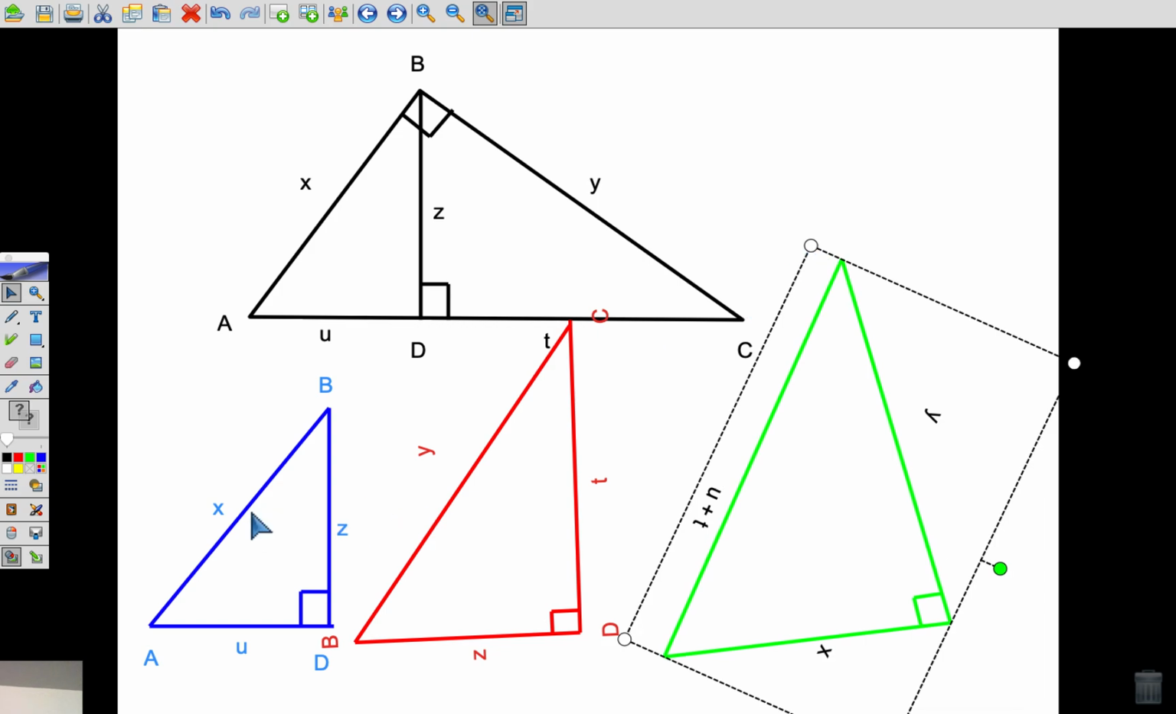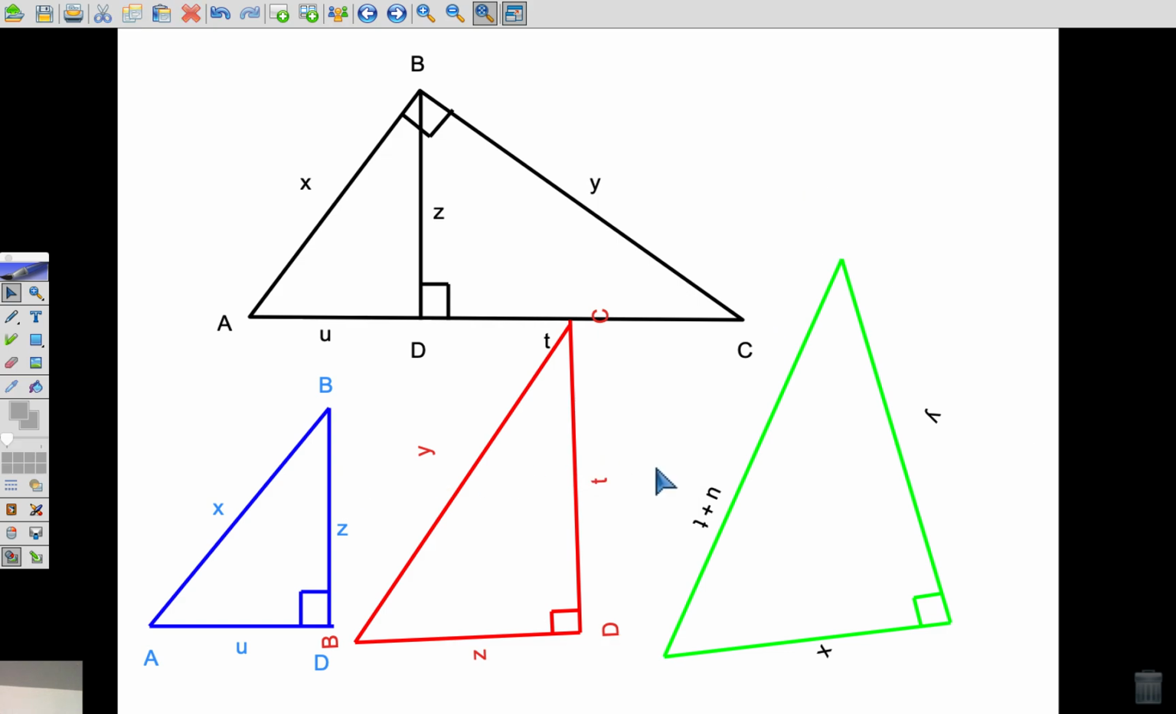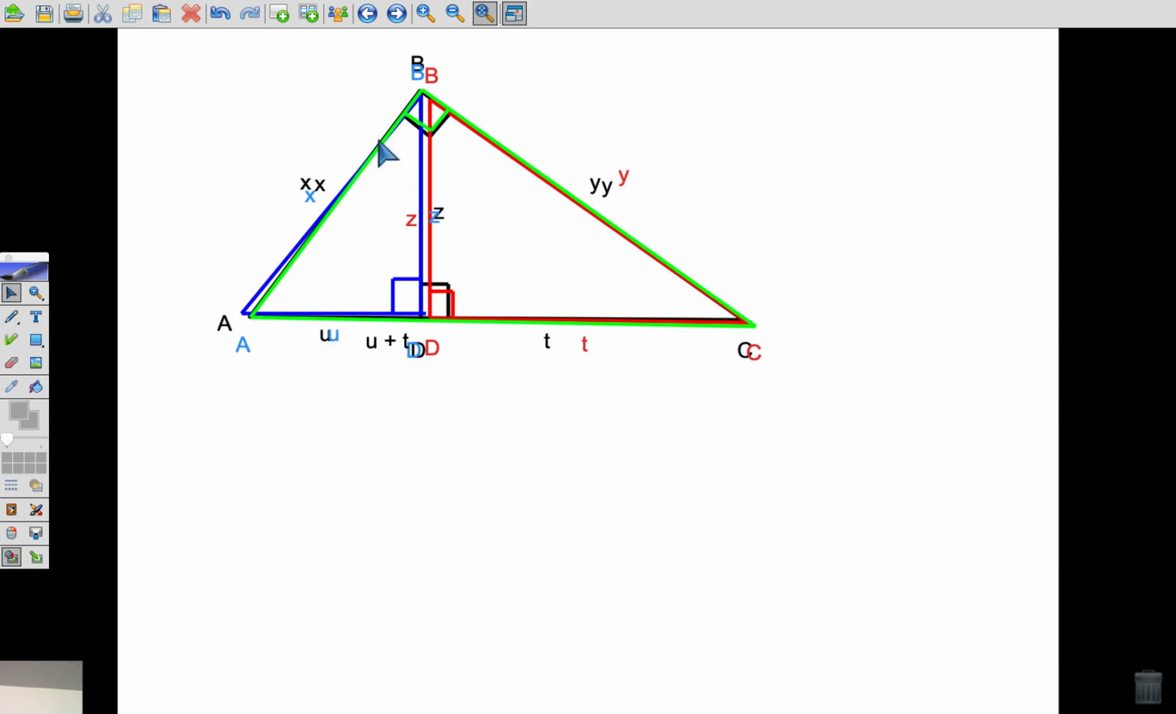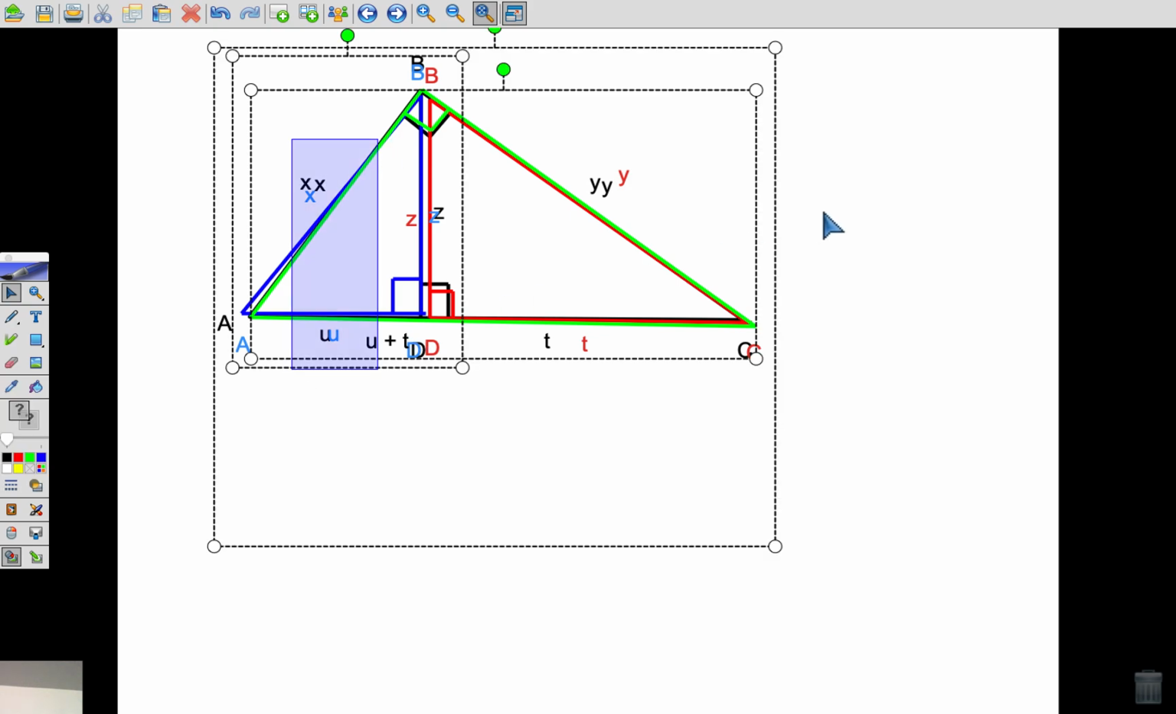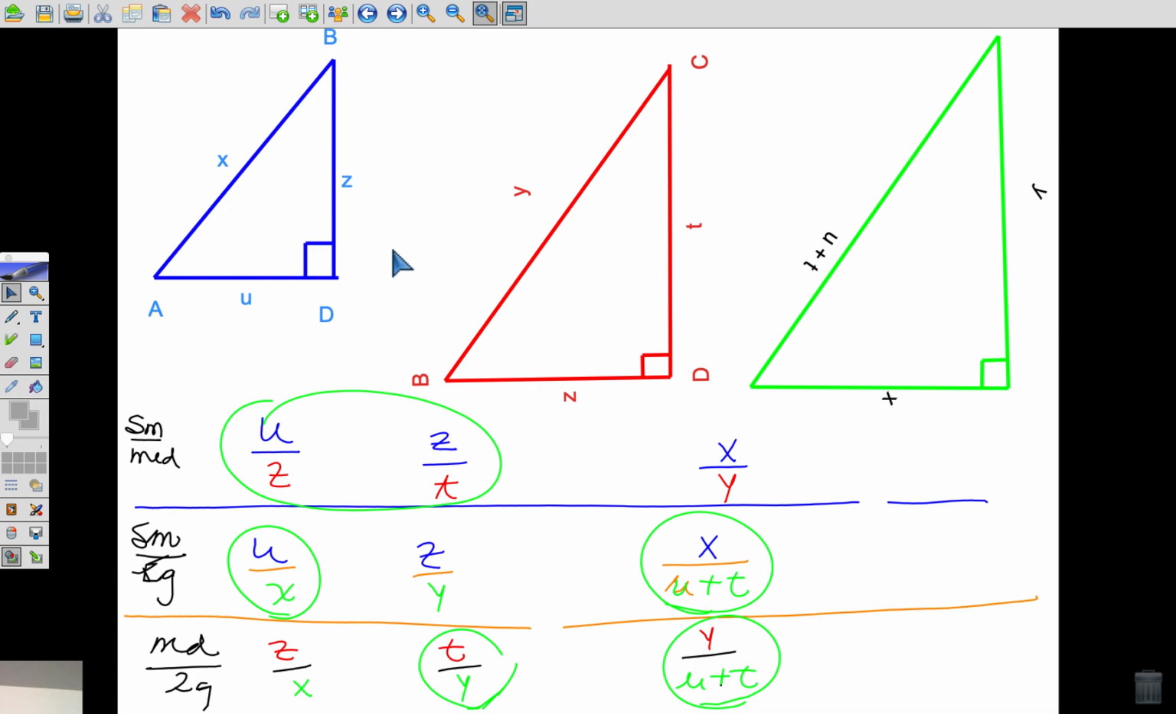Okay, so as you can see, side in the small to the medium to the larger right triangle, the blue, red to green, the x, the y, and the u plus t are all hypotenuses. They are all similar in proportion. The u, the z, and the x are all in proportion, which is our bottom base leg. And our longest leg, z, t, and y, is also in proportion. Okay, so what that gives us is the following.